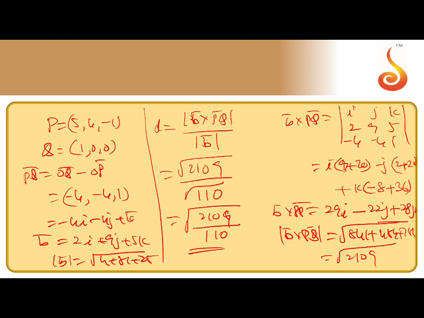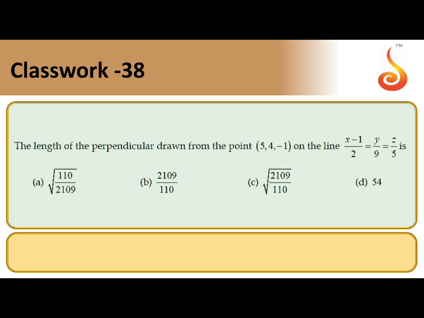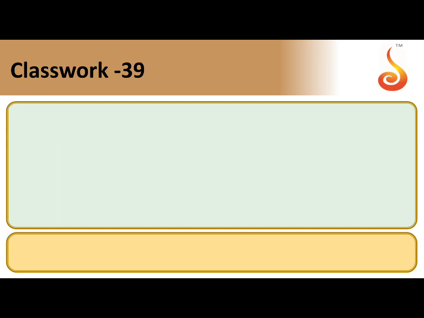This is a little long question, but it should be solved. It's a very good question for mains. CET may not ask this much lengthy a question, but you should learn the concept here. Clear? So check the option. Which option is matching? Root 2109 by root 110. Option C is the right answer.